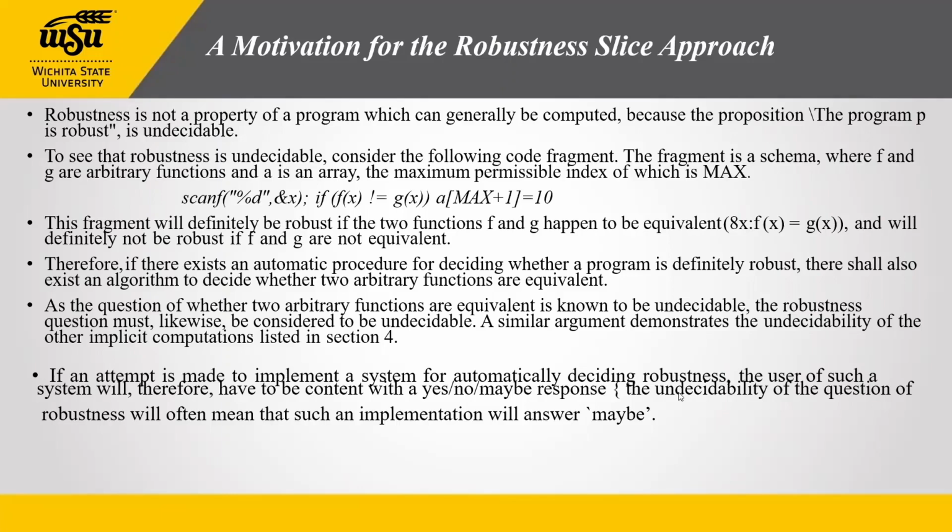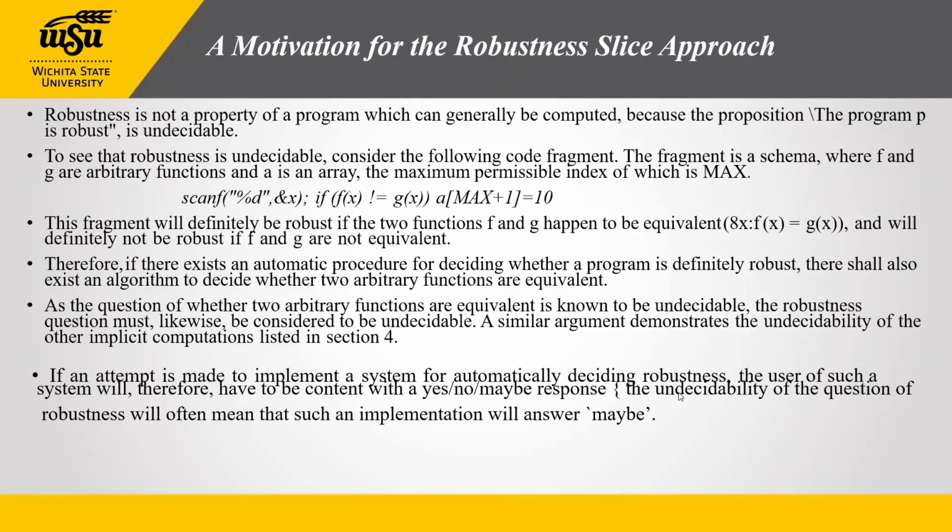And there is an algorithm explained in the further slides. So as the question of whether two arbitrary functions are equivalent is known to be undecidable, the robustness question must likewise be considered undecidable. A similar argument demonstrates the undecidability of the other implicit computations listed in section 4.